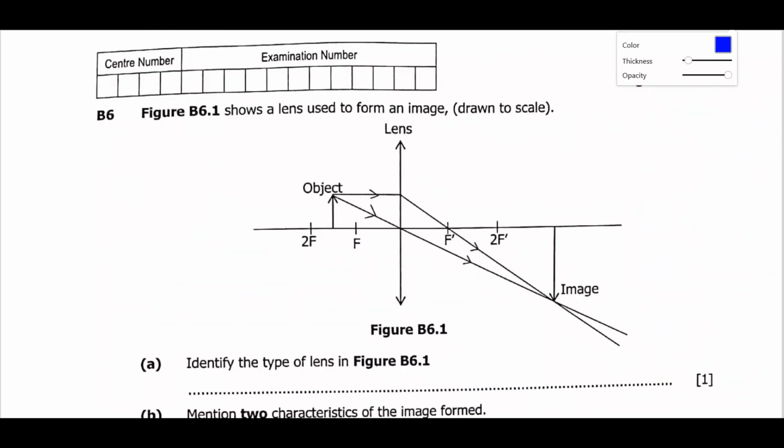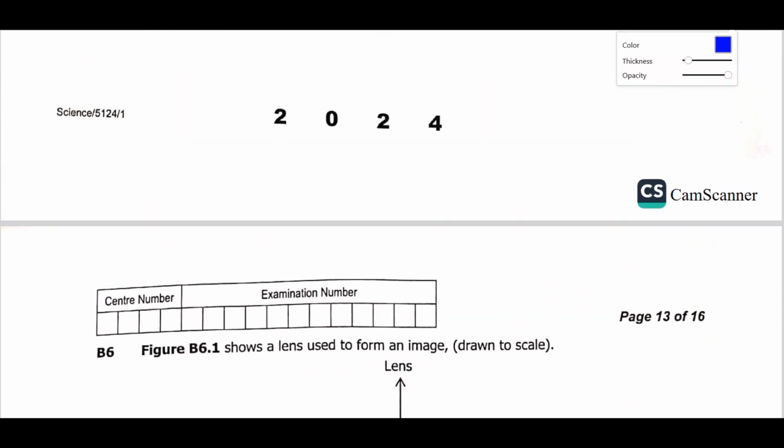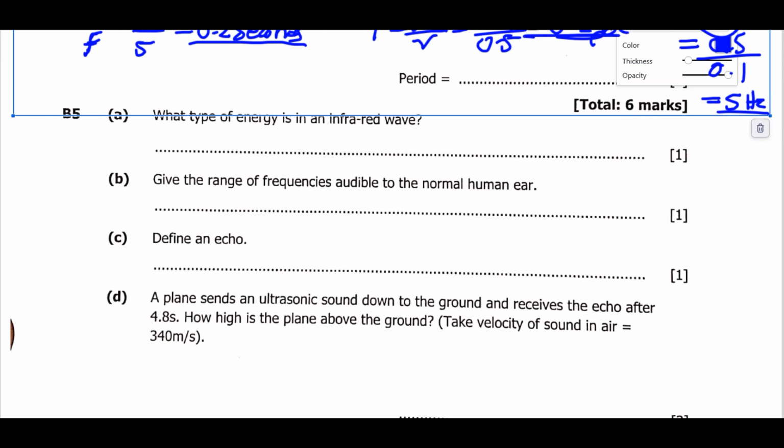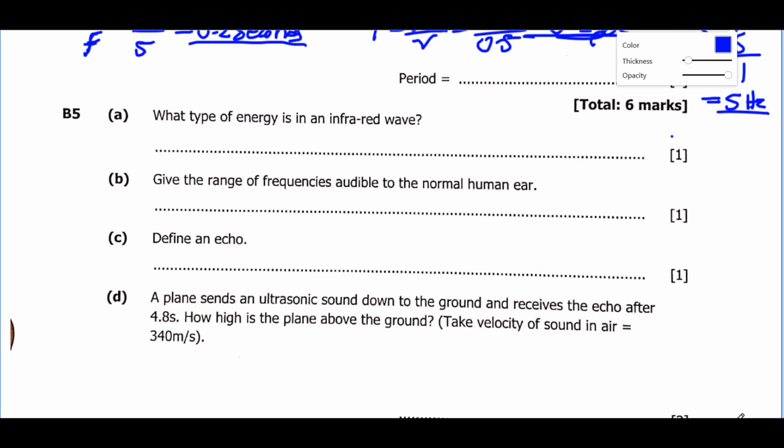Question 5. So question 5, what type of energy is in an infrared wave? These waves have heat energy. In some books you may find it as radiation energy or radiant energy. Still the same.